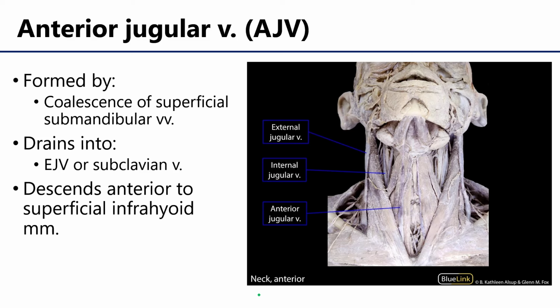The other major superficial veins that we can see are the anterior jugular veins, or the AJV. These veins are formed by the coalescence, or the coming together, of what we would call submandibular veins. So they come from all over here. And we can see them here coming together, and they'll travel anteriorly down, sometimes feeding into the EJ, over or under the SCM, most often feeding into the subclavian vein. You can find these in the same area as the superficial infrahyoid muscles.